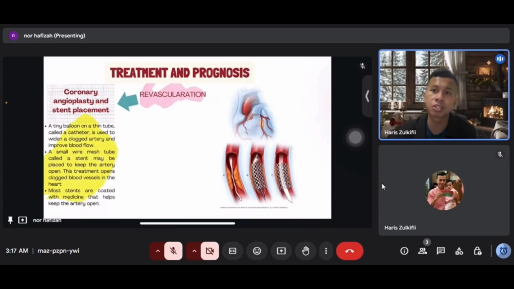Okay, next we will go to the treatment, revascularization. As you can see on the right image, it is a coronary angioplasty and stent placement. A tiny balloon on a thin tube called a catheter is used to widen the clogged artery and improve blood flow. A small wire mesh tube called a stent may be placed to keep the artery open. This treatment opens the clogged blood vessel in the heart. Most stents are coated with medicine that helps keep the artery open.